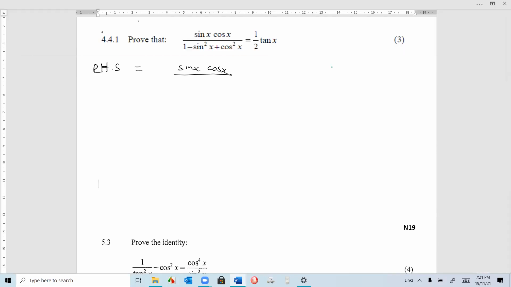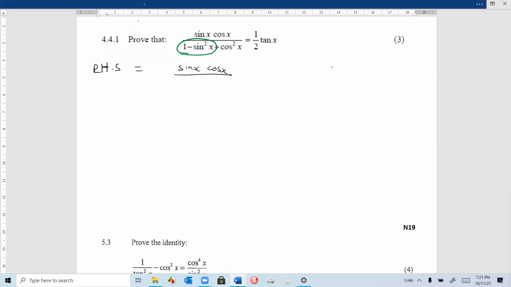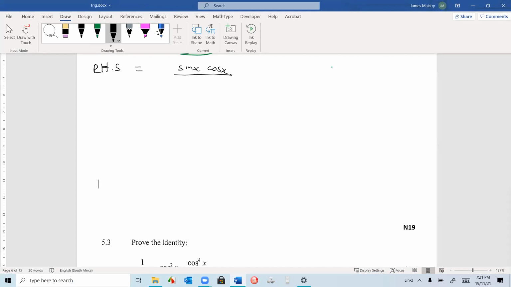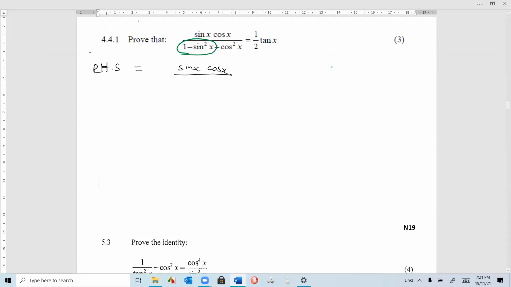Did anyone spot it? We just spoke about that. Yes, sir, it's 1 minus sine squared, which is cos squared. See? So we can replace 1 minus sine squared x with cos squared x, and then there's a plus cos squared x. Remember that I think it was Finney who asked me the question. I told you we've got to memorize this formula: sine squared x plus cos squared x is equal to 1. So if we make cos squared x the subject of the formula, it's 1 minus sine squared x. So I'm now replacing the 1 minus sine squared x with cos squared x.